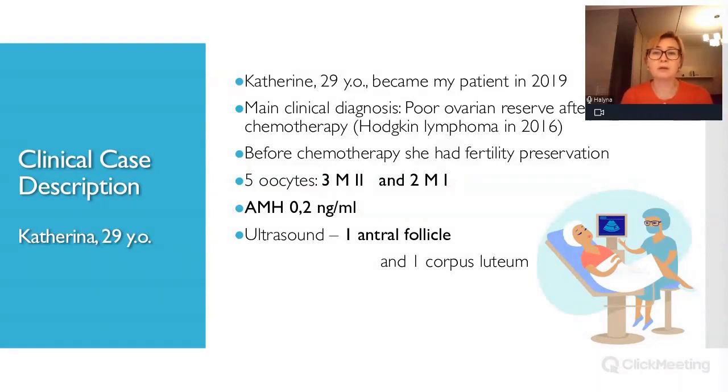Before starting chemotherapy, she had done fertility preservation, not in our clinic. She had frozen 5 eggs, 3 mature and 2 M1, not mature enough. But when she came to our clinic, she had AMH 0.2, and on ultrasound I saw only one antral follicle and one corpus luteum. This is the structure which we can see after ovulation normally.